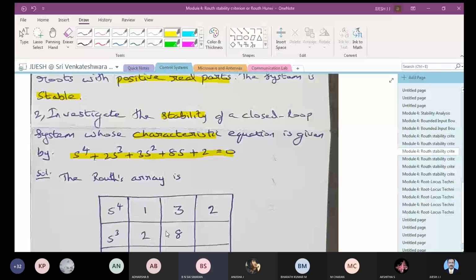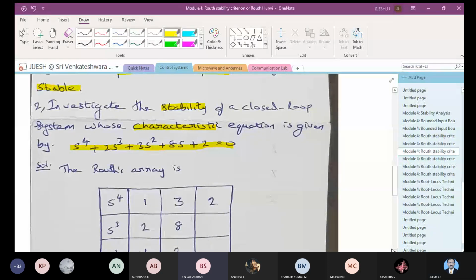Unstable system, sir. Why? What are the coefficients? You have completed the problem? Yes, sir. Okay, let me know the numbers now. A1 equals 2, A3 equals 8. First one. Okay, sir. 1, 3, 2, 2, 2, 8.